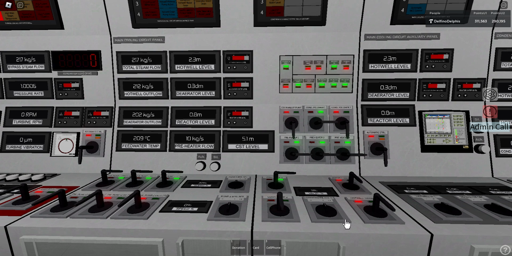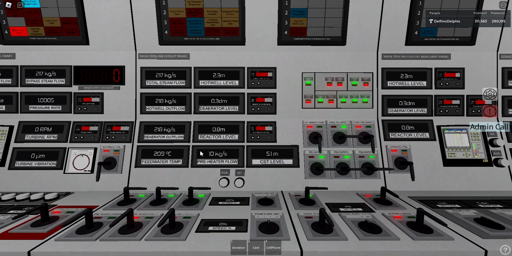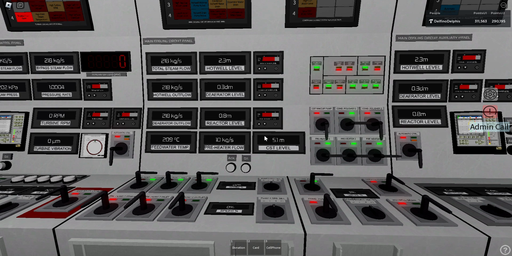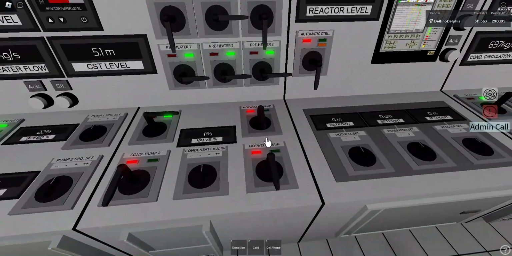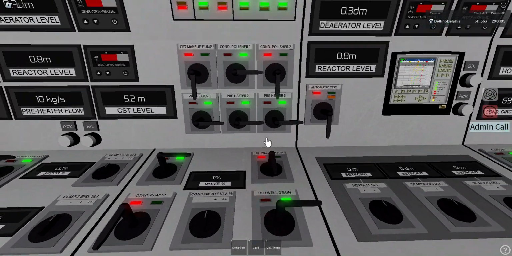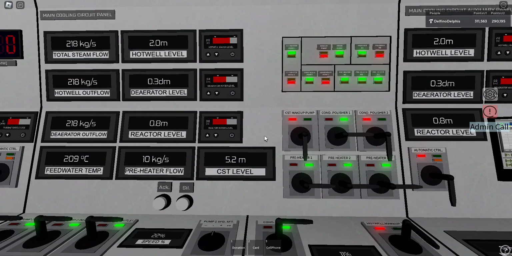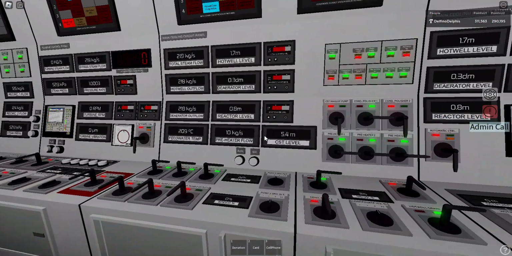Once you have the flows balanced, you don't have to do it very precisely, just more or less like that. It's guaranteed that these three levels will stay the same, because what is coming in is coming out, in the same amount, so these levels cannot change. And if you have too much water in the hot well like I have now, you can use this hot well drain. It will take the water out of the hot well into the condensate storage tank.